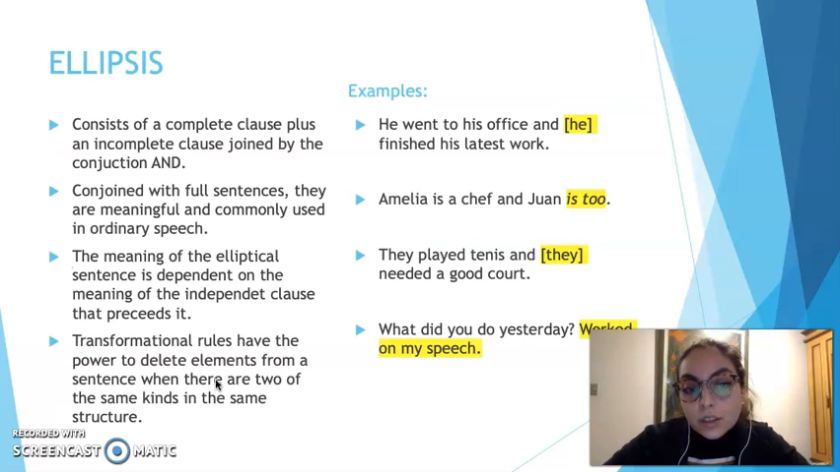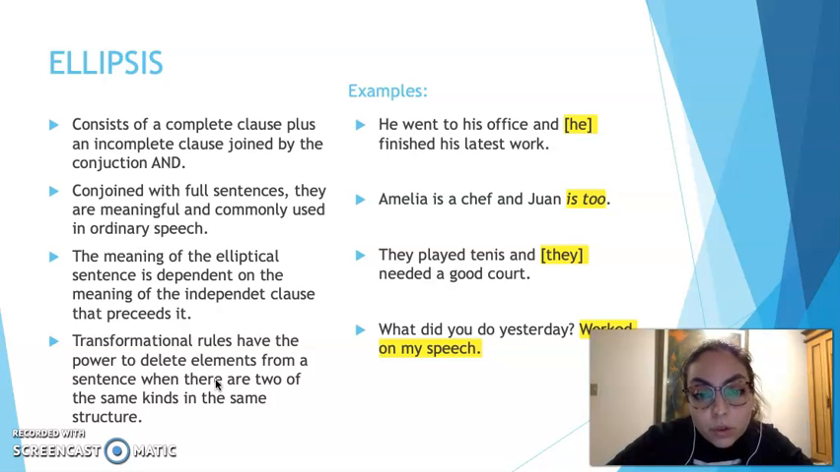Ellipsis consists of a complete clause plus an incomplete clause joined by the conjunction and. This is one of the most used ones. So we have an example. He went to his office and finished his latest work. I have this yellow mark in here because we are not going to repeat that twice.